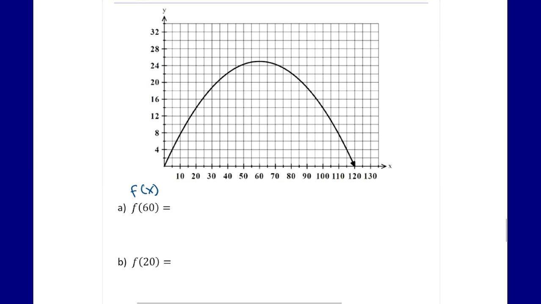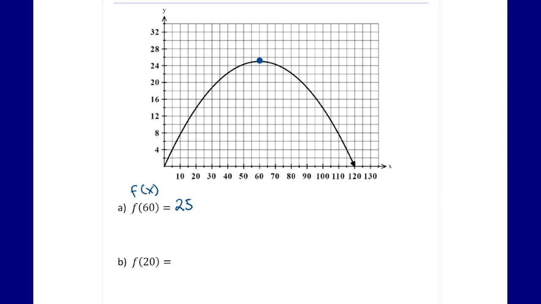So essentially when we have a graph, all we have to do is go over, find our x value, in this case 60, go up until we hit our graph, and we find out what the y value is. So this looks like it's 25. So when x is 60, the function is equal to 25. So f at 60 equals 25.